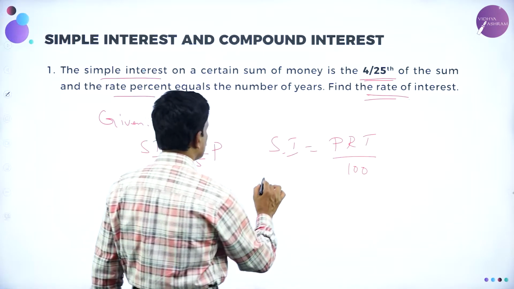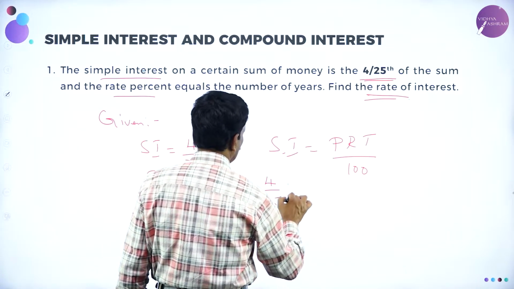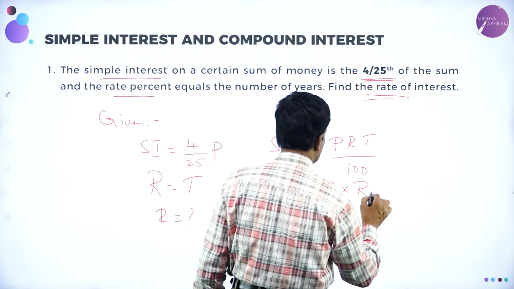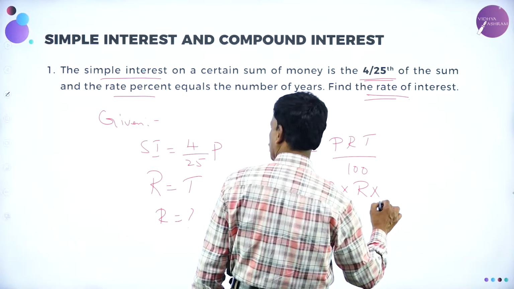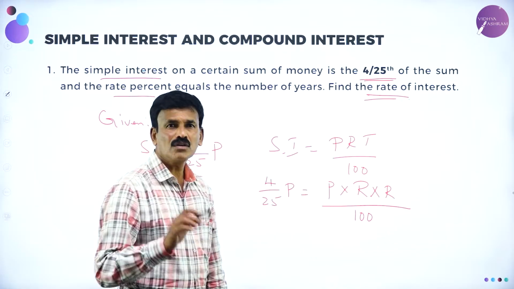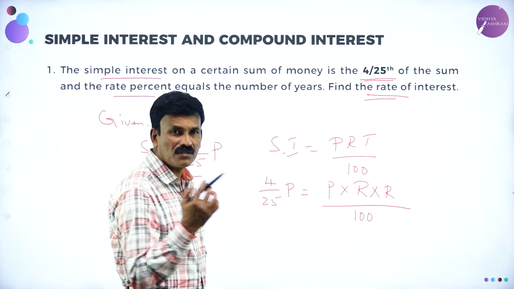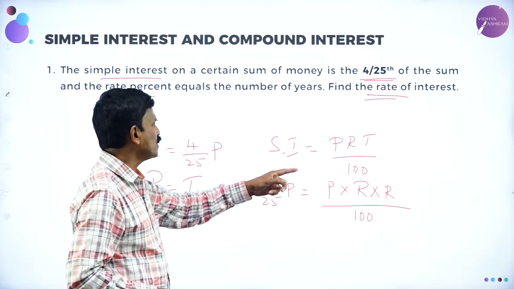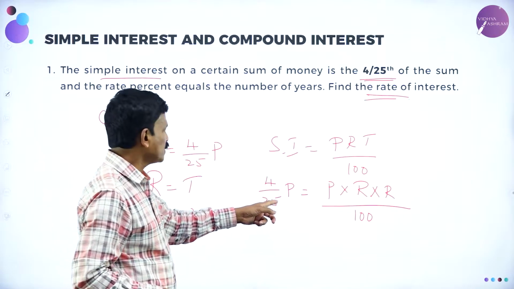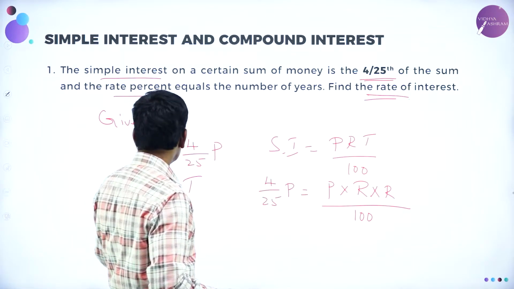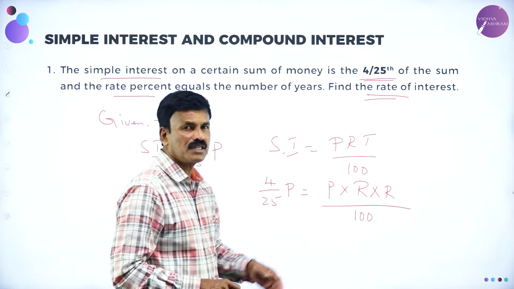Substitute the simple interest: 4 by 25 times P is equal to P into the rate of interest. Let us take T is equal to R, and R is as it is, divided by 100. Now, just simplify here. The formula is PRT over 100. SI is 4 by 25 times P is equal to principal is the same, R is the same, and time T is equal to R, divided by 100.